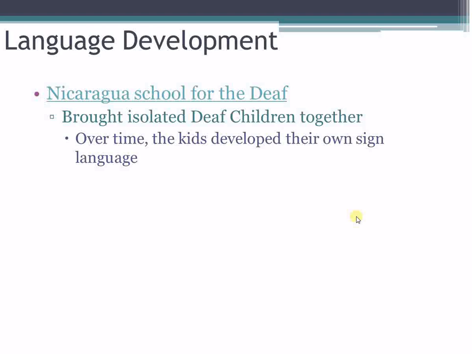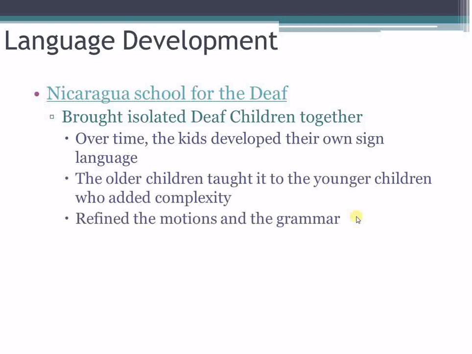And what they found was that over time, these kids who were born deaf developed their own version of sign language. Right.